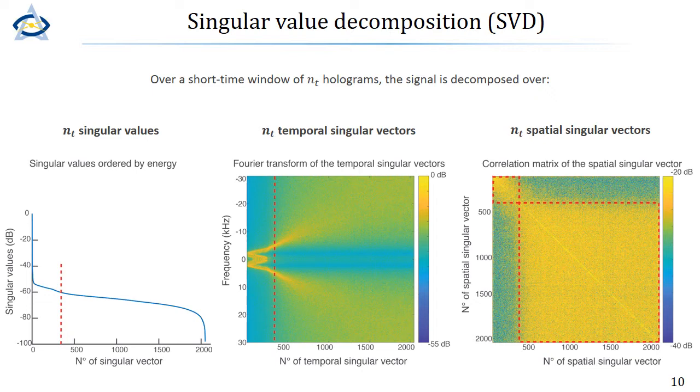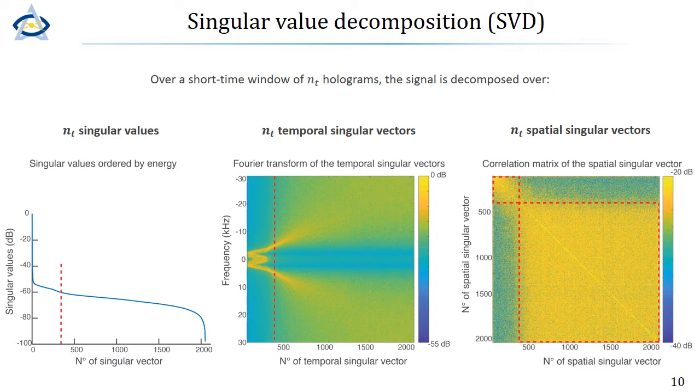So this is one way of representing the singular value decomposition. On the plot on the left, you have the energy of the ordered singular values. There's close to 100 decibels between the first and last singular values. On the middle graph, you have a representation of the spectral energy of the temporal singular vectors. What you can understand is that the first singular vectors have very slow temporal variation, and the last temporal singular vectors have faster variation.